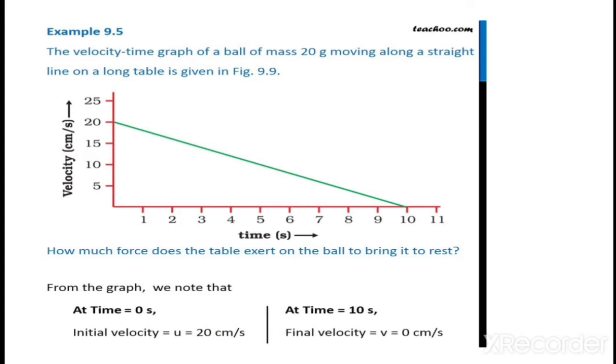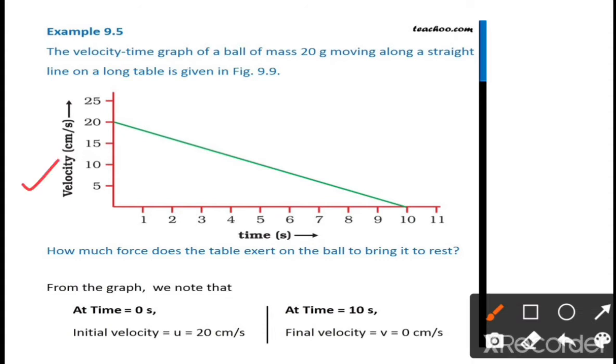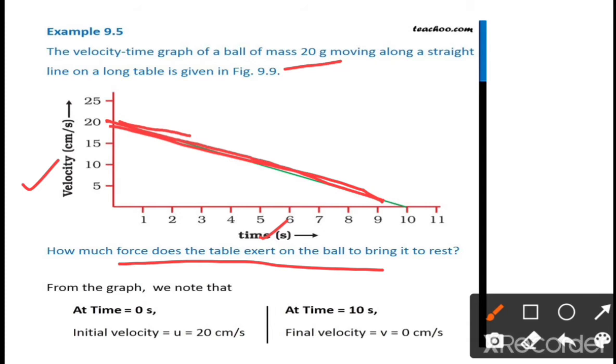The next question, example sum 9.5. The velocity-time graph of a ball of mass 20 gram, moving along a straight line on a table, is given. This is a velocity-time graph. The ball is rolling on the table according to the time. If you draw the graph, we get a straight line. The mass of the ball is 20 gram. How much force does the table exert on the ball to bring it to rest?